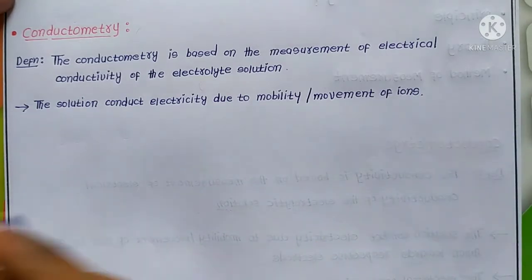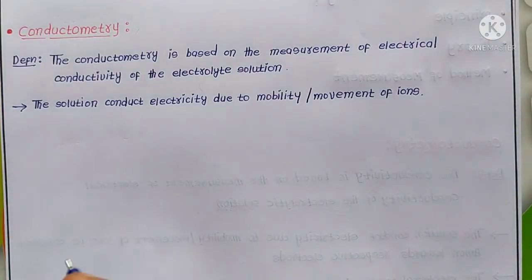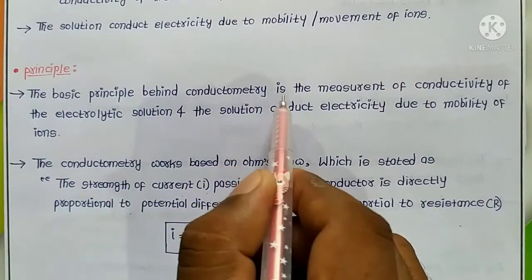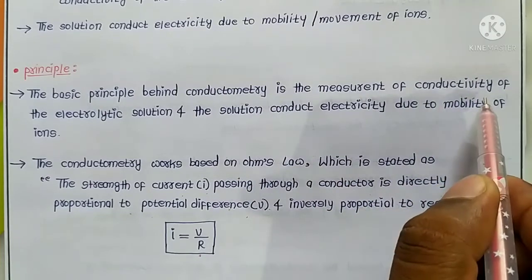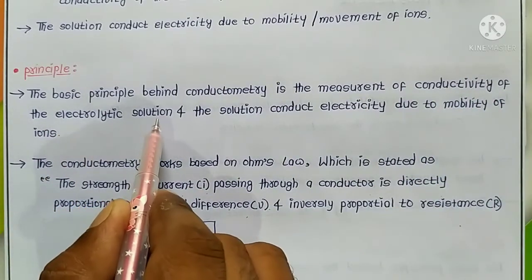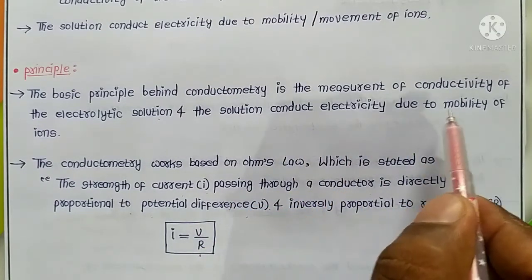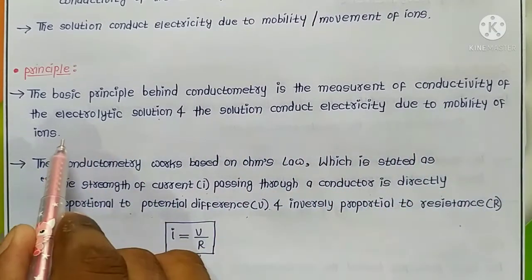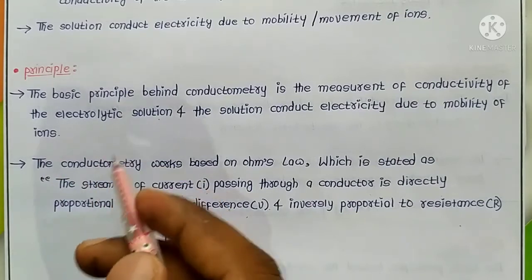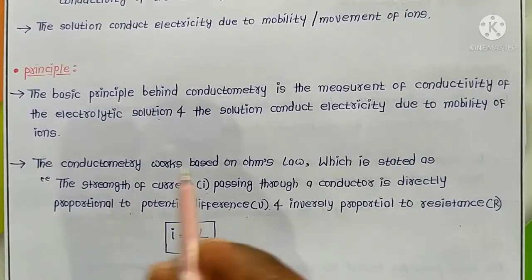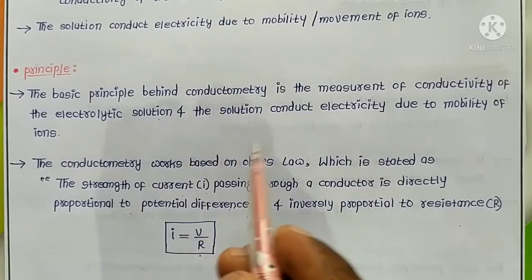Now let's understand the principle of conductometry. The basic principle behind conductometry is the measurement of conductivity of the electrolytic solution, and the conductivity of the electrolytic solution mainly depends upon the mobility of the ions. If the concentration of ions and the speed of ions inside the solution is more, then the conductivity of the solution should be more. So on the basis of this principle, conductometry works.